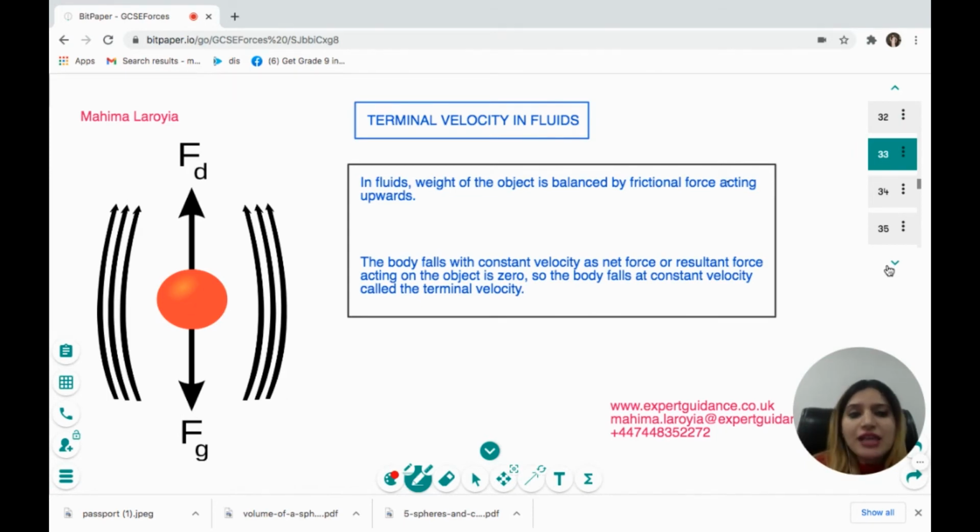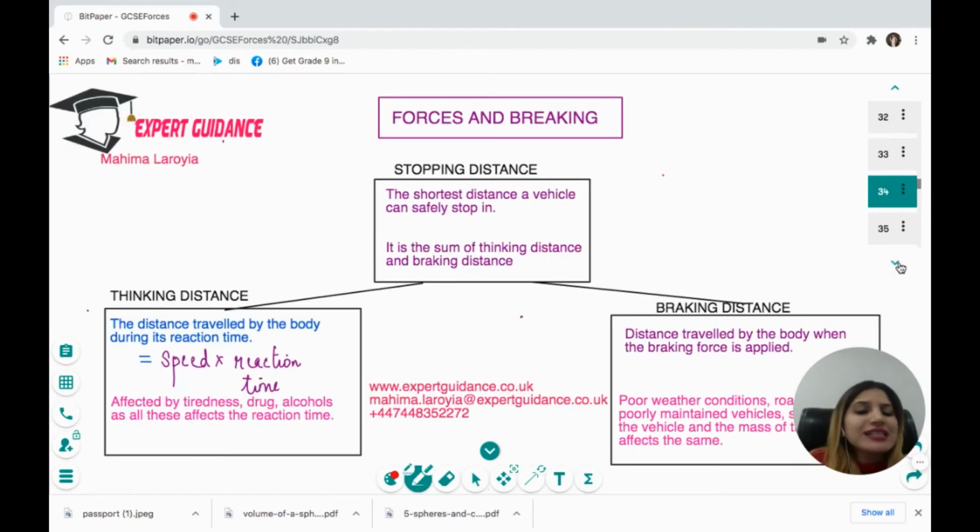Now, terminal velocity is also seen in fluids. When you drop something in water, the weight of the object is balanced by the frictional force acting upwards. The body falls with constant velocity as no net force, or resultant force, acts on the object. So the body falls at constant velocity, called the terminal velocity. This concept is also seen in fluids.